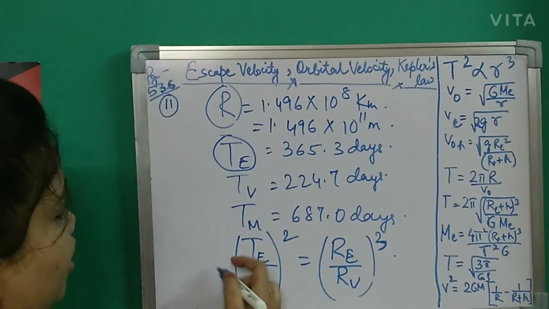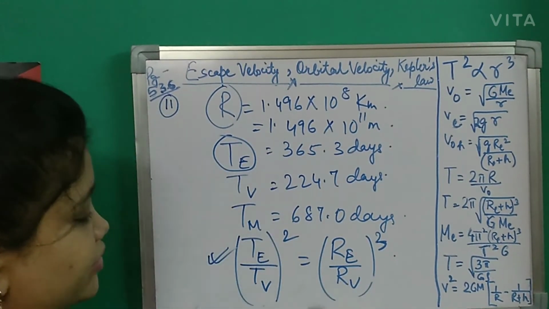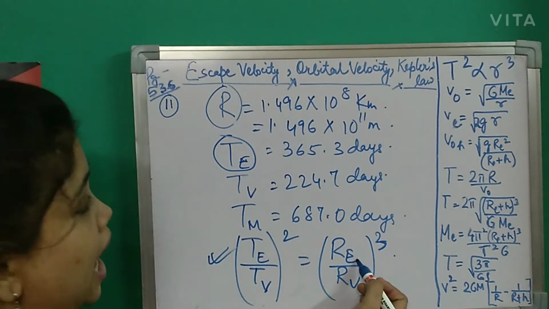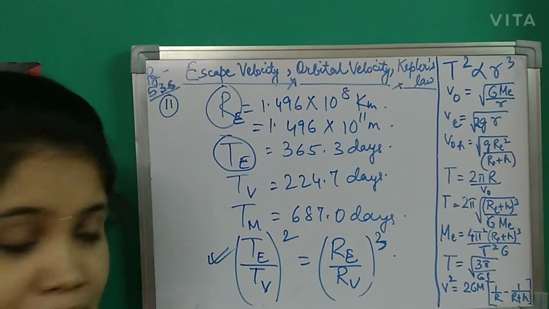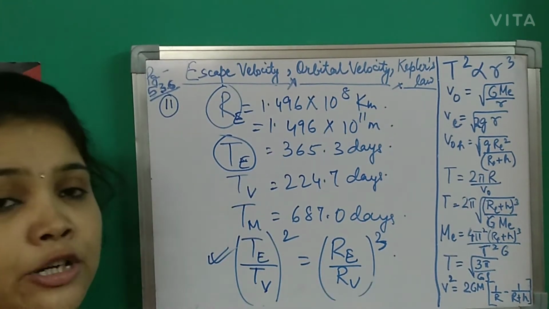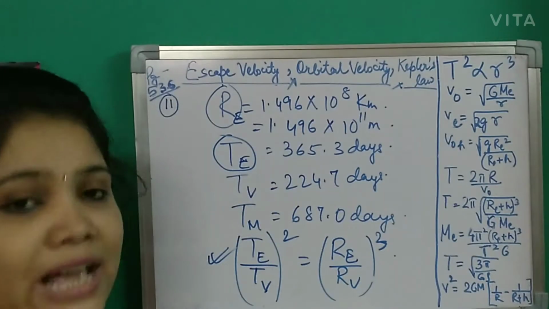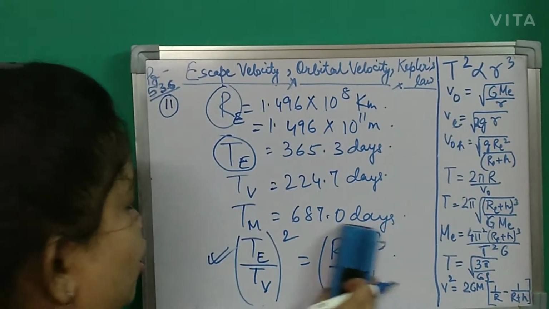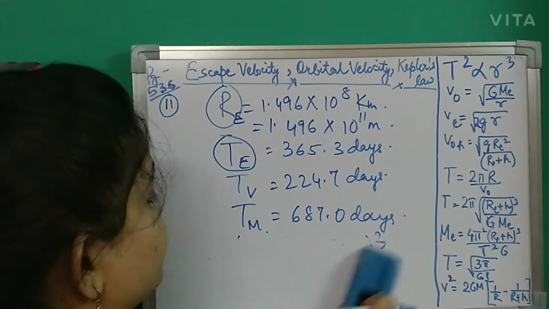For finding out the mean distance of Venus, you use this formula. Te is given to you, Tv is given to you, Re is the mean distance from the earth to the sun, and Rv you can easily find out by putting it in the formula. So put it in the formula and get the answer. Next part, similarly they have asked you to estimate the mean distance of Mars.